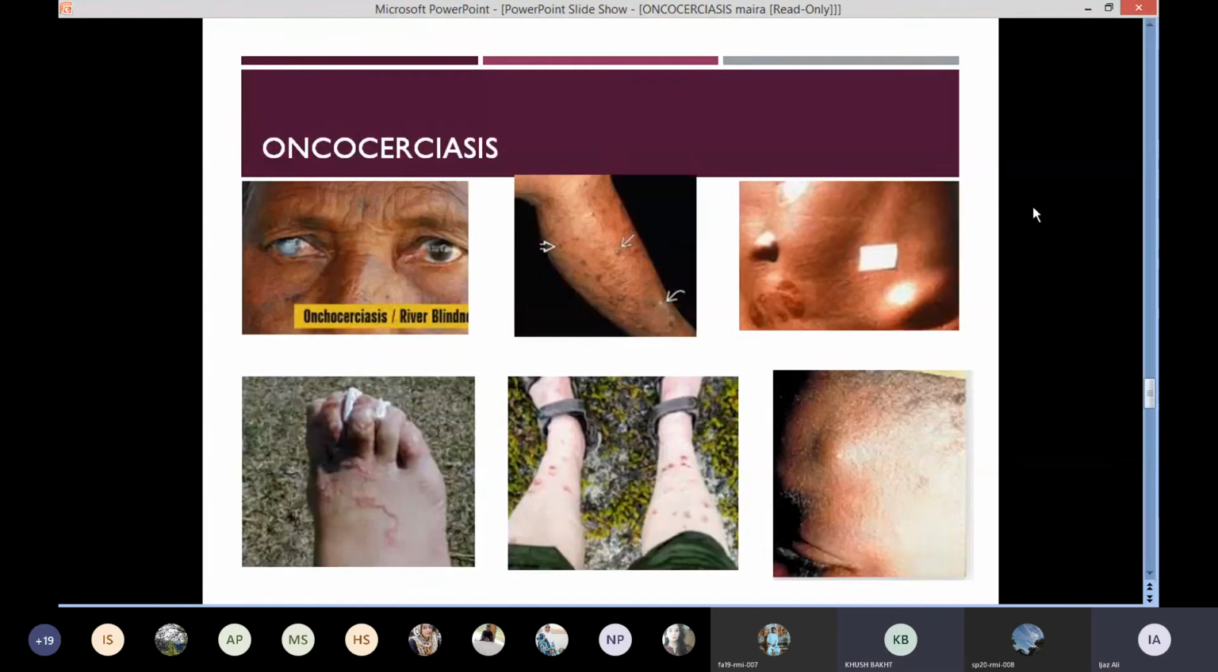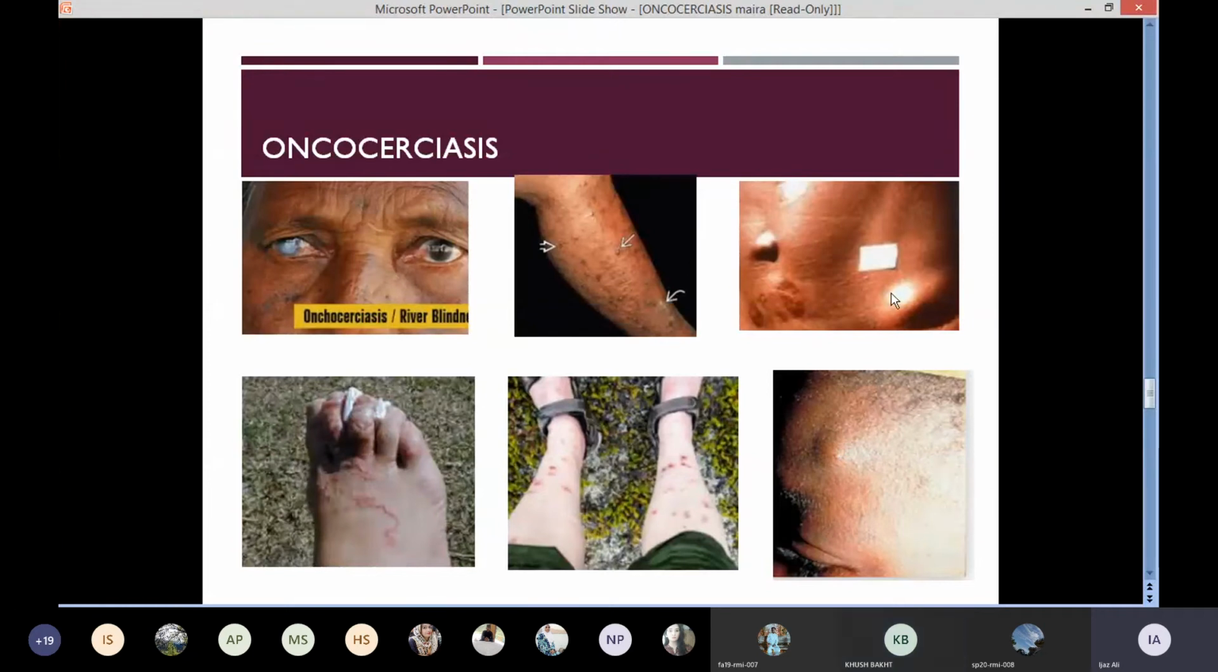And these are different pictures of people who are infected with this particular parasite. You can see the lesions here. These are the lesions on the skin. You can see these small nodules. You can see these bigger nodules under the skin. These are also caused by this particular parasite. Or you can see these lesions on the foot or the legs. You can see here it is on the forehead.